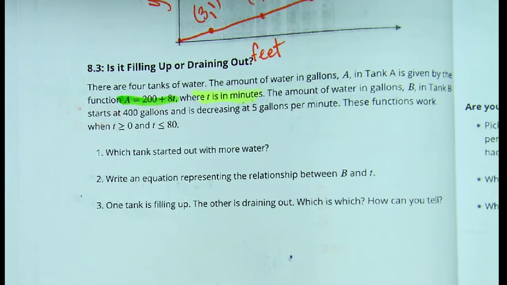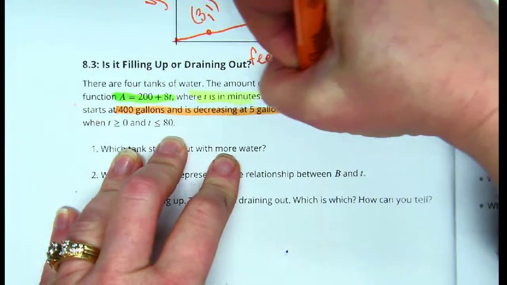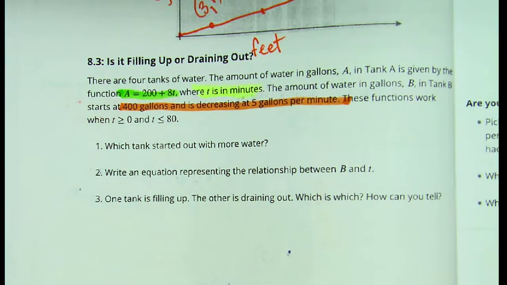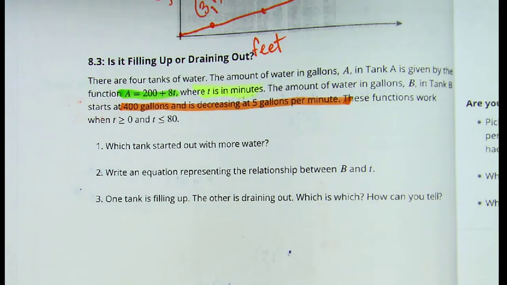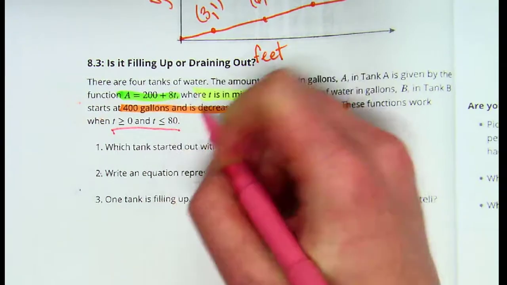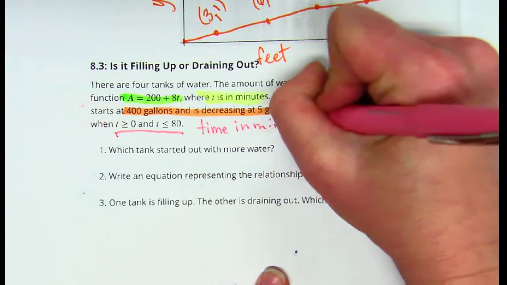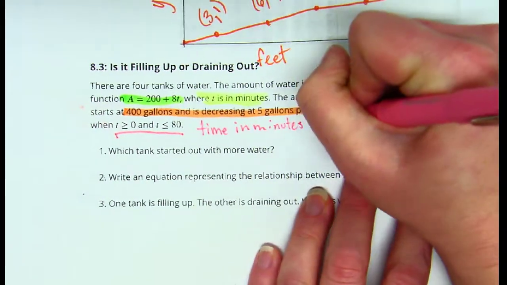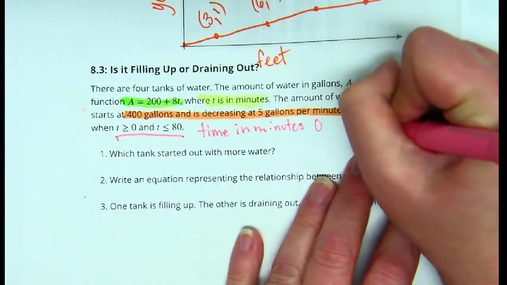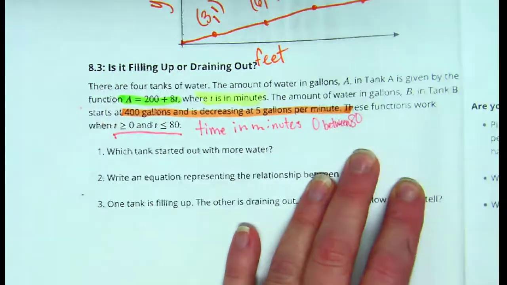The amount of water in gallons in tank B starts at 400 gallons and is decreasing at 5 gallons per minute. These functions work when t is greater than or equal to 0, and when t is less than or equal to 80. So this means that when time in minutes is either equal to 0 or 80 or any number in between. It can be 0, it could be 80, or any other number in between.